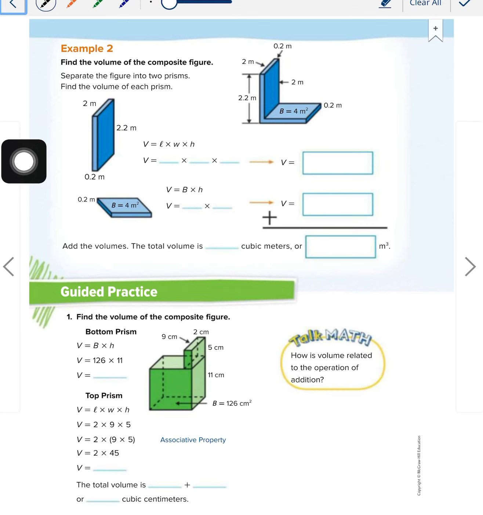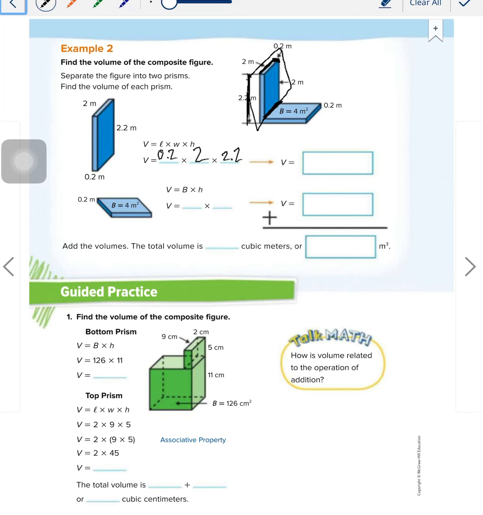Example number 2, it says we need to find the volume of the composite figure. We're going to separate them. So they separated it for us, so they did this figure right here first, because they have the height, which is 2.2, and the length, which is the 0.2 right here. That's how long it is, 0.2. And the width right here, they're telling us is 2, okay?